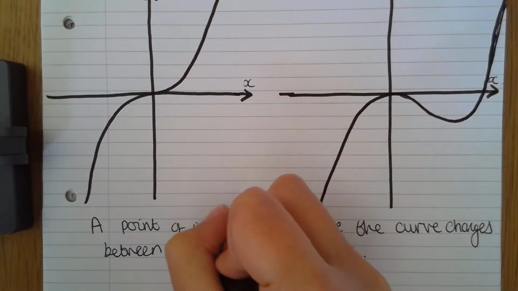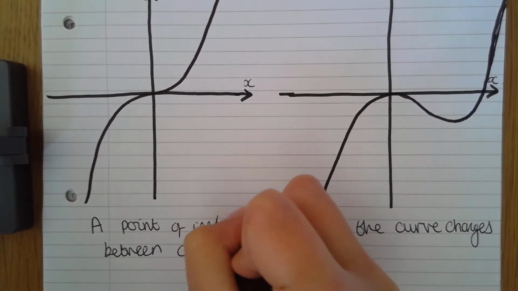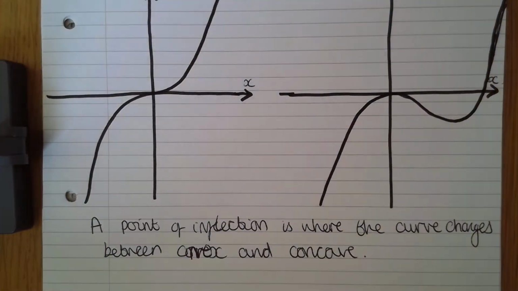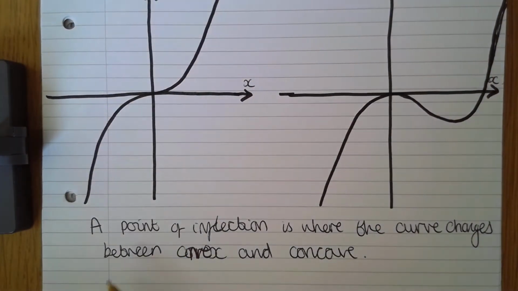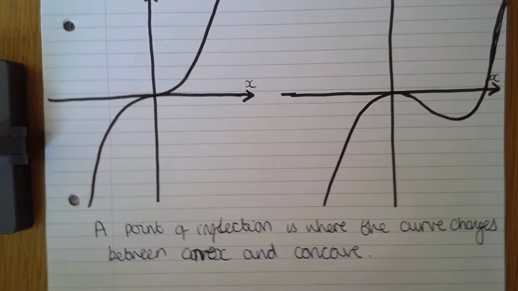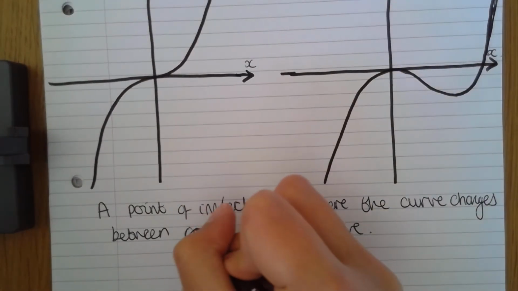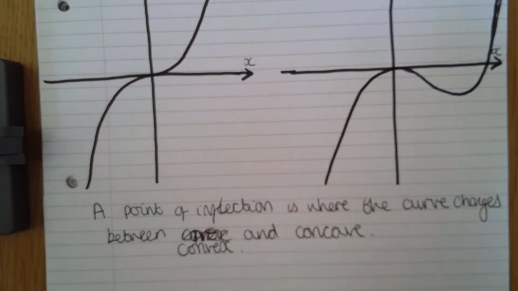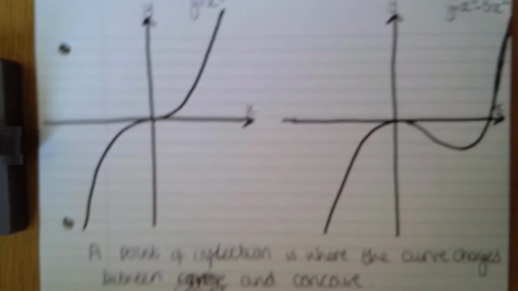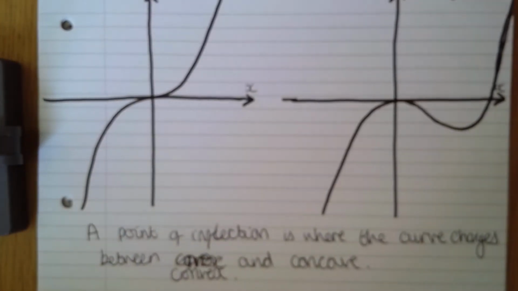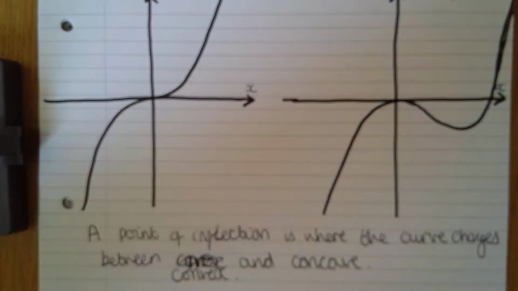Convex. Okay, it could be the other way around. So it could change between concave and convex. That's going to annoy me now. That does say convex. Okay, so that's what the definition is. A point of inflection is where the curve changes between convex and concave.